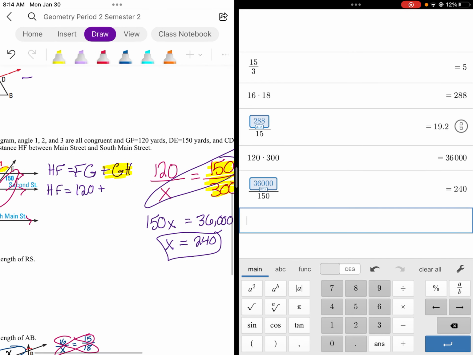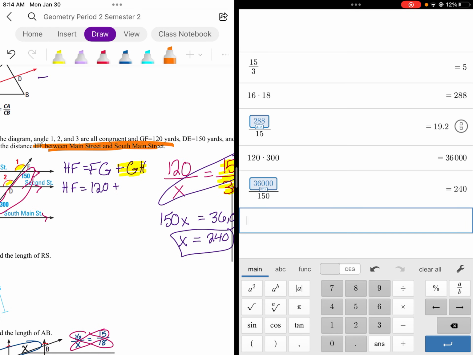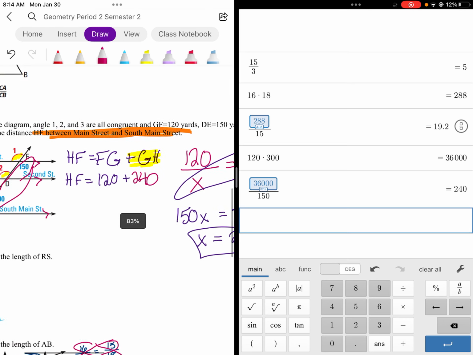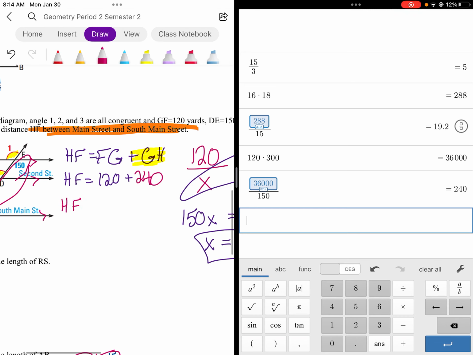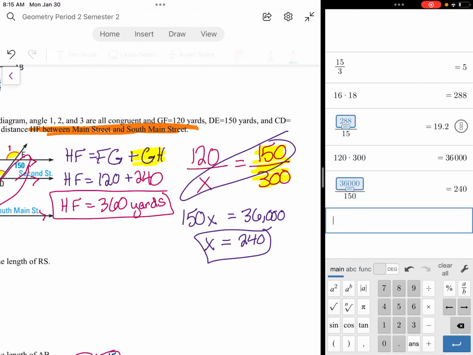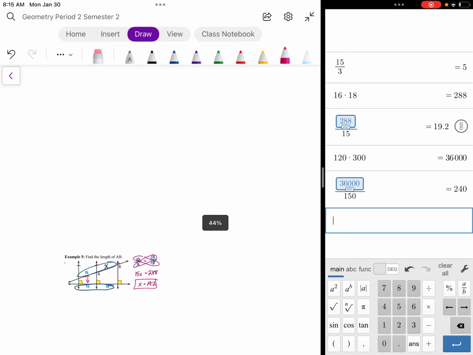And again, don't forget to go back and answer the question they are asking. They want us to find the distance between Main Street and South Main Street. So we're going to take this answer and we're going to include it in our distance for HF. So HF is going to equal 360, and these were measured in yards. And that's our answer.